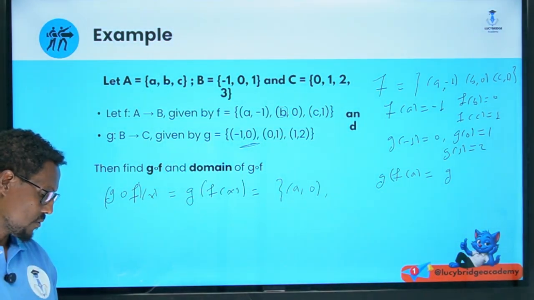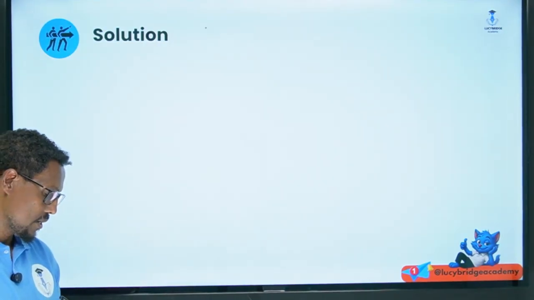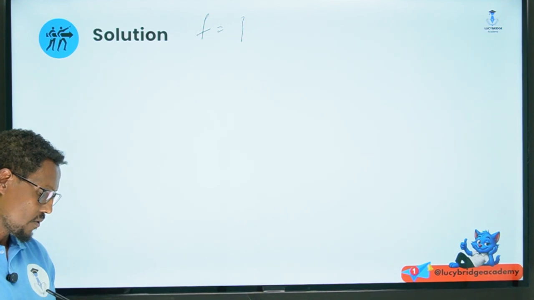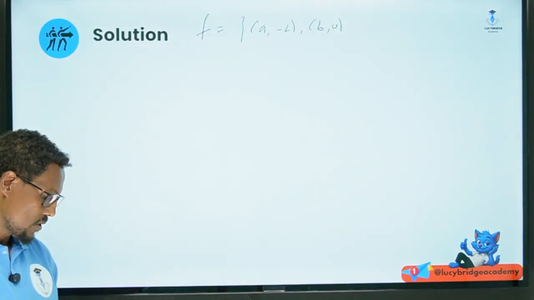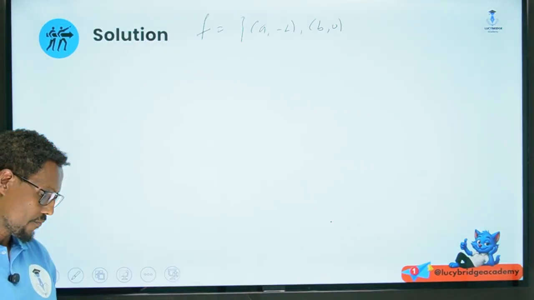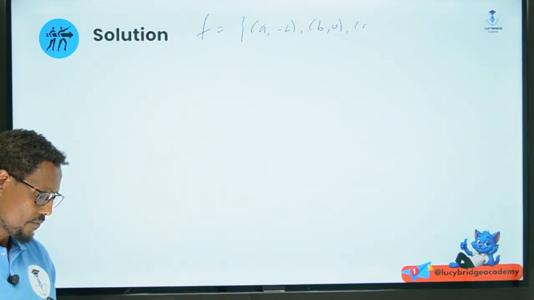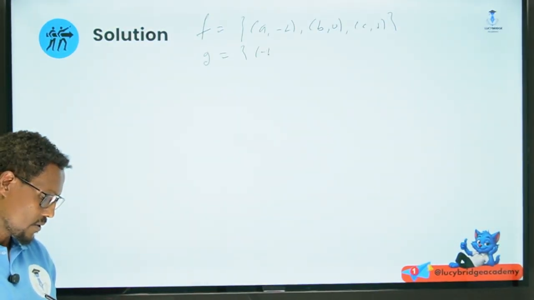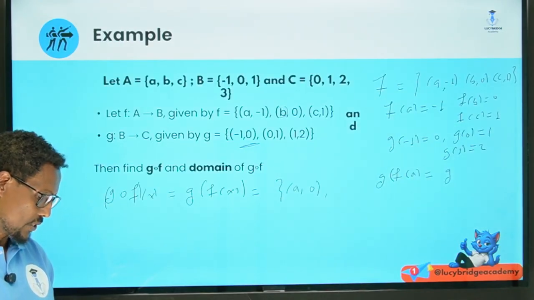A, B, C and -1, 0, 1. F is a function: A maps to -1, B maps to 0, and C maps to 1. And G is a function: -1 maps to 0, 0 maps to 1, and 1 maps to 2.